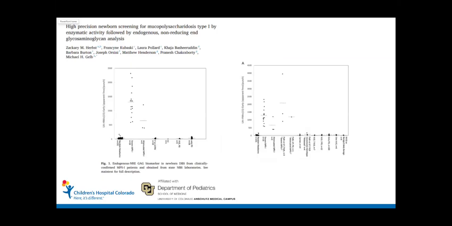Yep, thank you. So what you're seeing now is a whole series of papers that bear this out. This is a nice one again from Dr. Gelb's group. And I think really where the field is moving is that anytime you get a positive on a dry blood spot, we're then taking as a second tier test to measure endogenous NREs. And hopefully that's going to significantly reduce any false positives that we have, because patients with an MPS disorder will have a significant elevation.